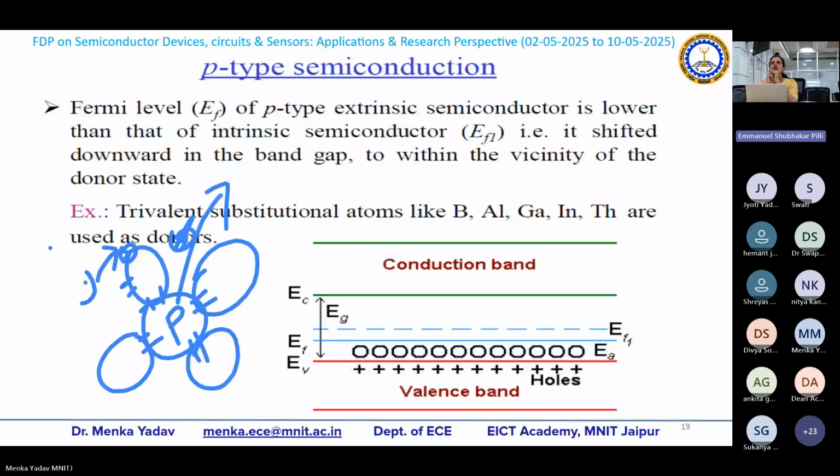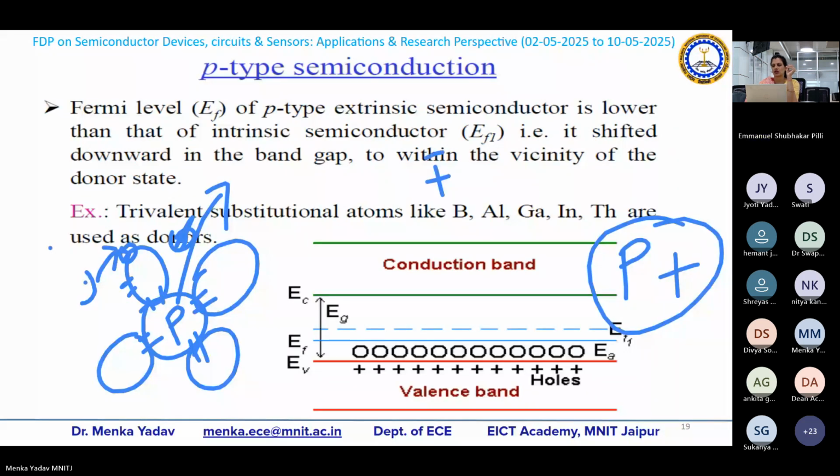So what will be the charge on phosphorus? For n-type material, what is the charge on phosphorus? These are positively charged ions. Ions will be denoted by this and this. And free mobile carriers will be denoted, electrons will be denoted by this, and holes will be denoted by the empty space, as shown, right?